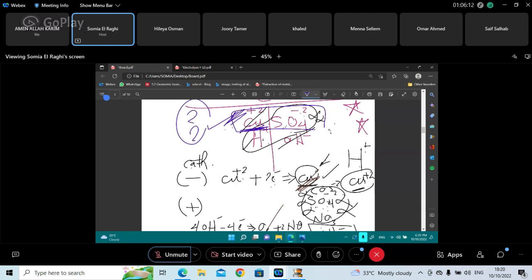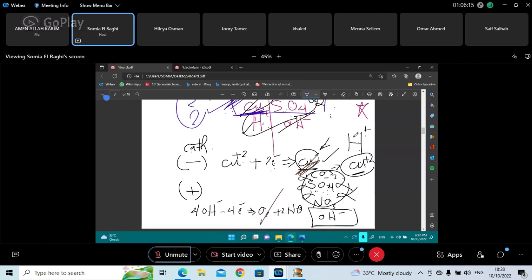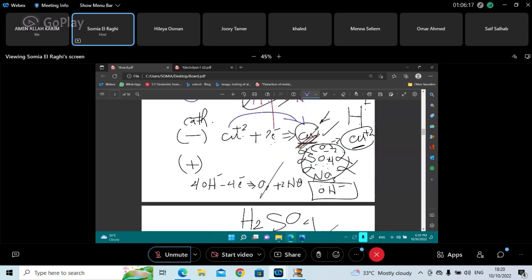Copper ion is removed. Where is it removed? It is gone, forming copper metal. That is, the particle makes the solution blue. I repeat this question again.